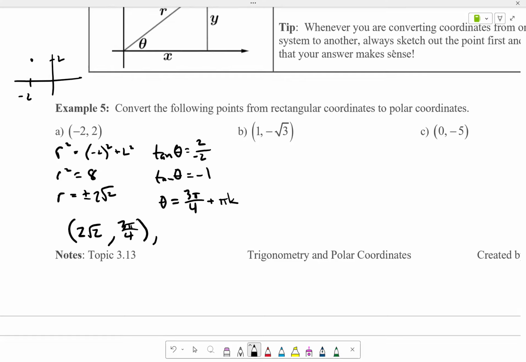And it's going to be r comma theta. Yes, that's always r comma theta. Polar is always r comma theta, but for Cartesian, it's always x comma y. Could we have chosen -2√2? Would that be okay? That's fine. Discuss with your neighbor. What would the theta have to be?